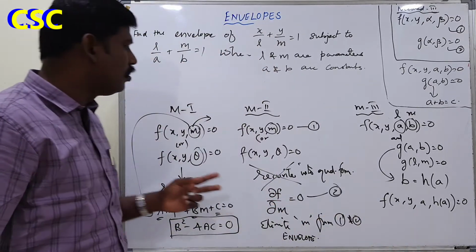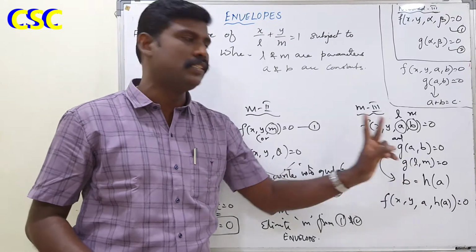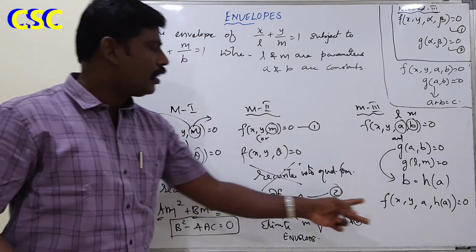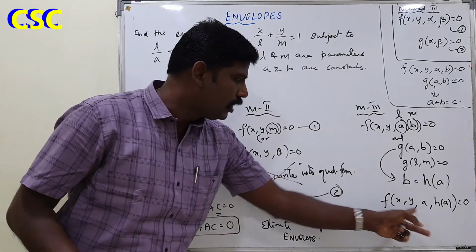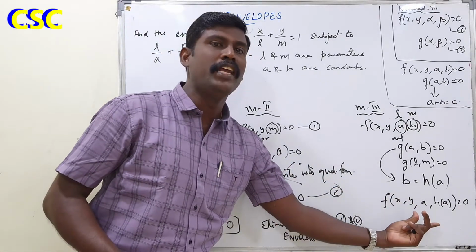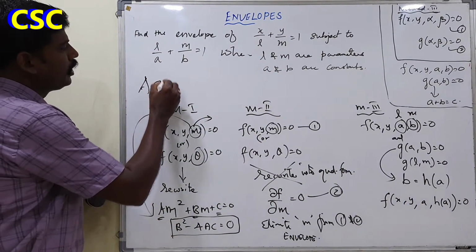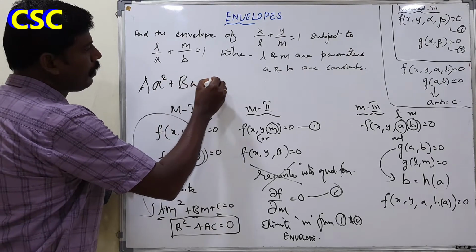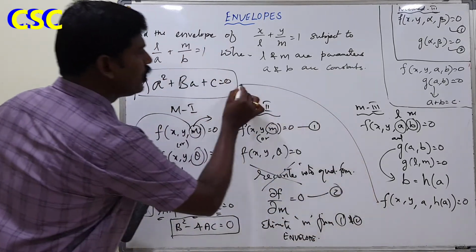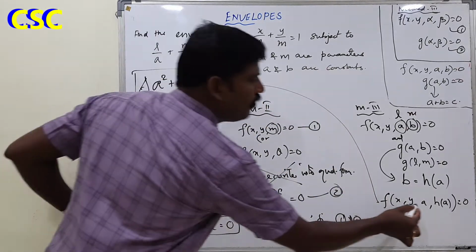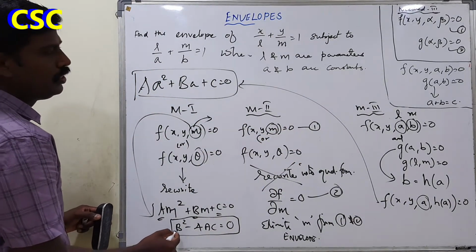Solving this equation as usual, either of the two methods is suitable. Suppose we can eliminate this parameter by taking the partial derivative with respect to A, and you are able to form a quadratic equation in A, for example A square plus B A plus C equal to 0. Then you can solve this equation by method 1.